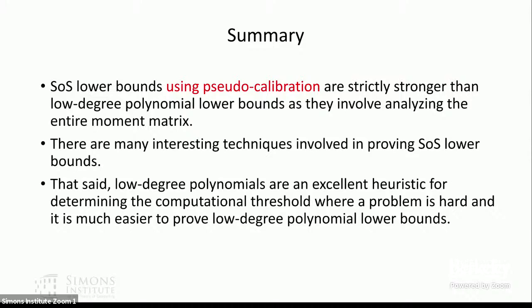Okay, so any questions before I move on to the next part, where I'll describe the current gaps between sum of squares lower bounds and low degree polynomial lower bounds?